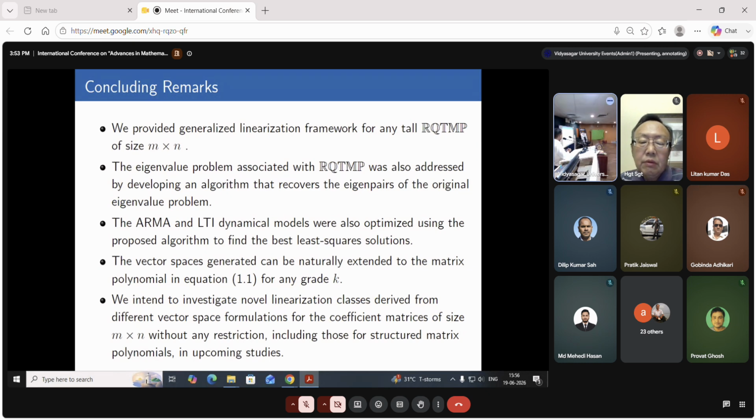In our future study, we intend to investigate the process derived from the defined vector space formulation for the coefficient matrix of size m by n without any restriction, including those for structured matrix polynomials in our upcoming article. One thing is that new techniques have been worked out for the classical eigenvalue problem and generalized eigenvalue problem, but these things till now have not been explored in the literature of the polynomial eigenvalue problem. So therefore, these things we need to take care of in our further discussion.